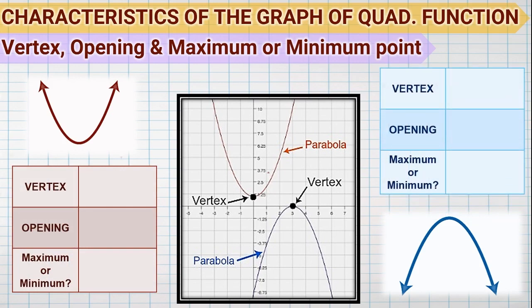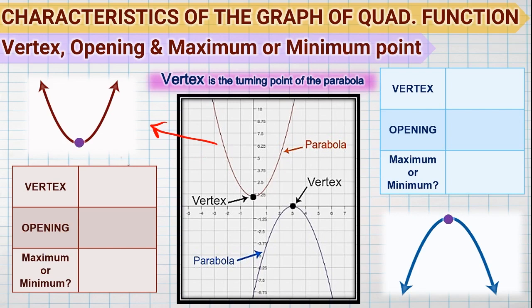So I have here an example. One is a parabola that opens upward and another one is a parabola that opens downward. We'll try to identify their vertex, at the same time their opening, and whether it has a maximum or minimum point. On this first one, this parabola that opens upward, ito yon. So the vertex is the turning point of the parabola. Therefore, this is the vertex.